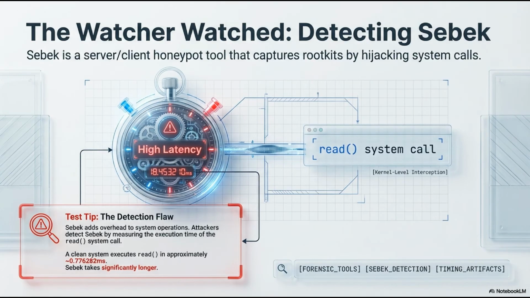These forensic timings are an exact science. If Sebek is running, that time increases significantly because Sebek has to copy the data first. So high latency on the read call equals Sebek's presence. The watcher is detected because he's too heavy, breathing too loud in the microphone. You got it.